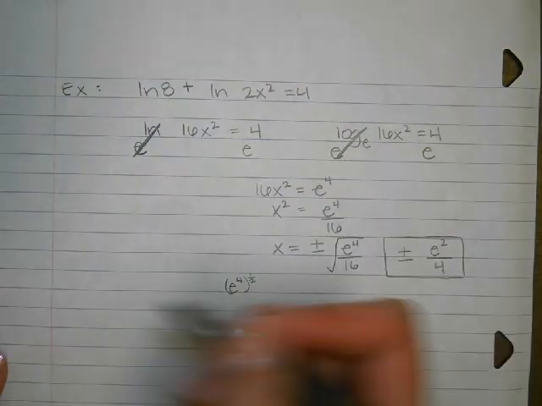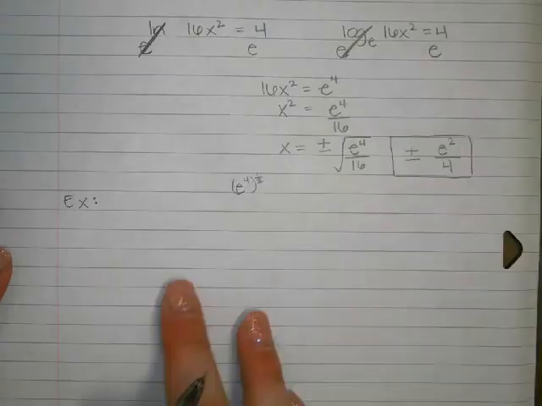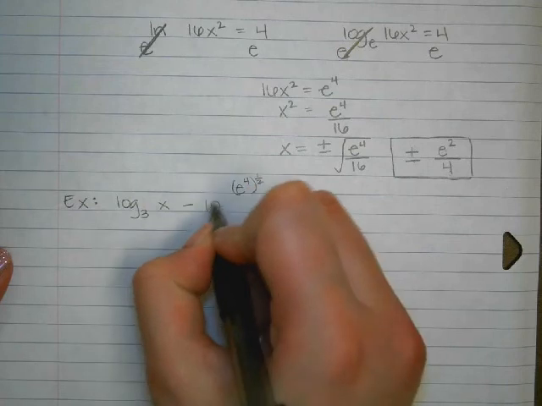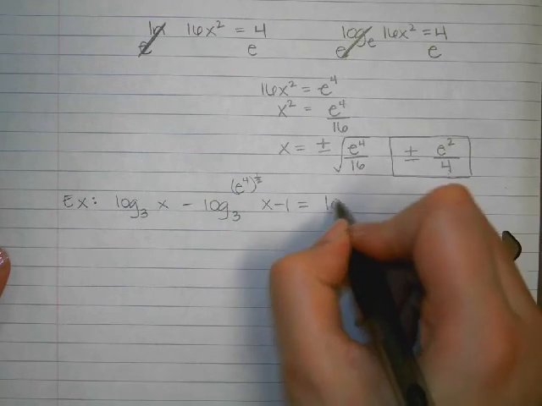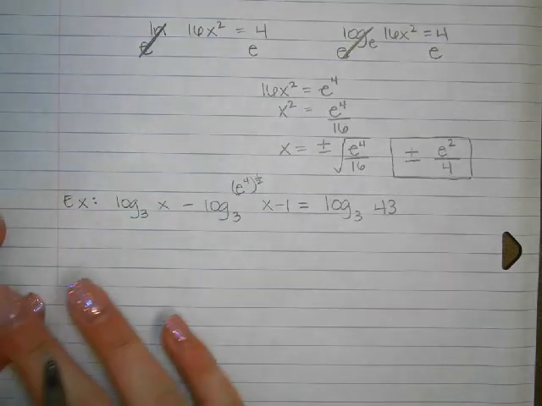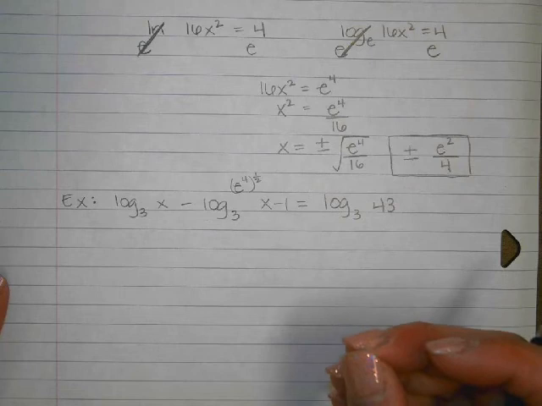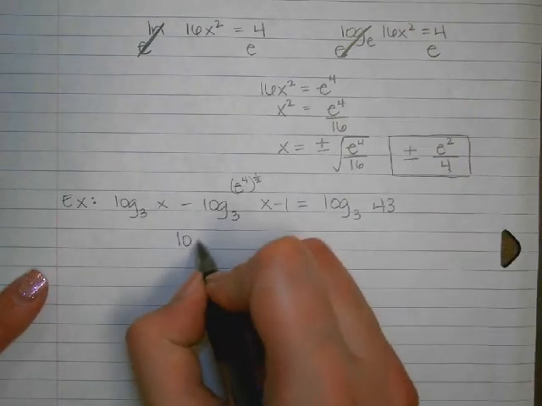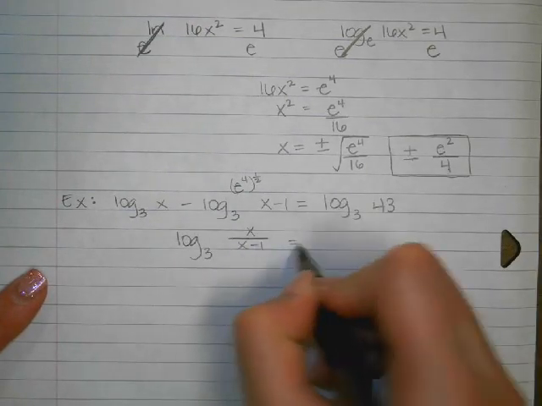Okay, one last example. We have log base 3 of x minus log base 3 of x minus 1 equals log base 3 of 43. So we've got logs on both sides this time. We do need to condense the problem down so we only have one log on each side. So this is a subtraction problem. That means I'm going to use division. So I have x over x minus 1.